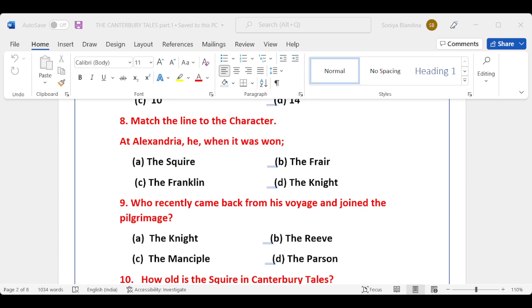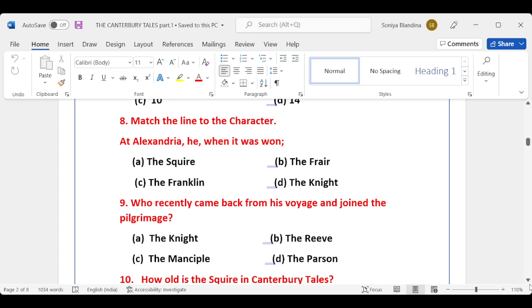Okay, question number 9. Who recently came back from his voyage and joined the pilgrimage? Option A, the knight. Option B, the reeve. Option C, the manciple. Option D, the parson. It is option A, the knight. Chaucer only says that the knight has recently come back from his voyage, but he didn't mention from where he came back. He didn't mention the place at all.